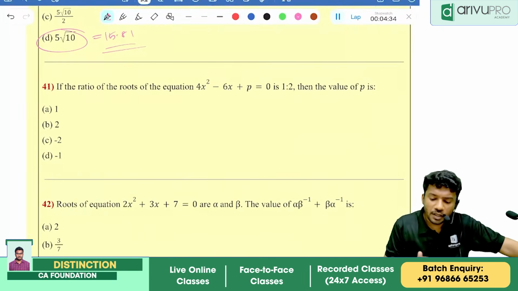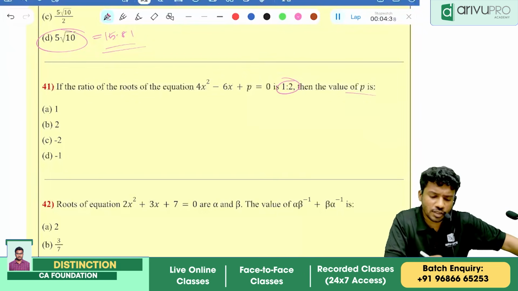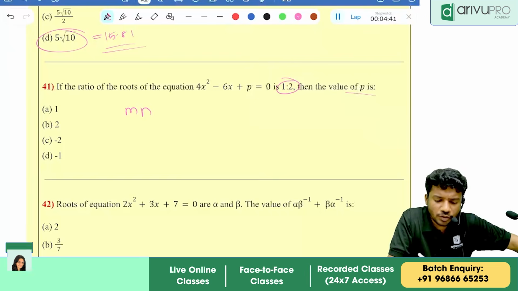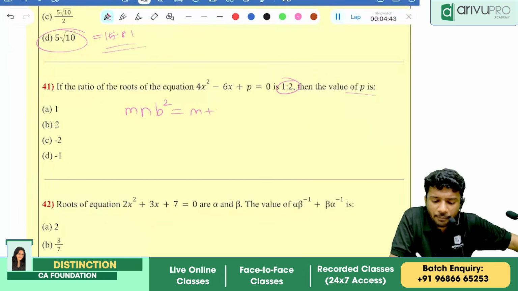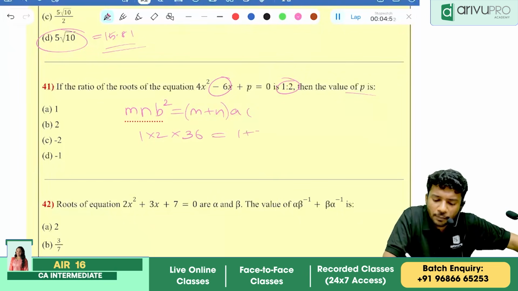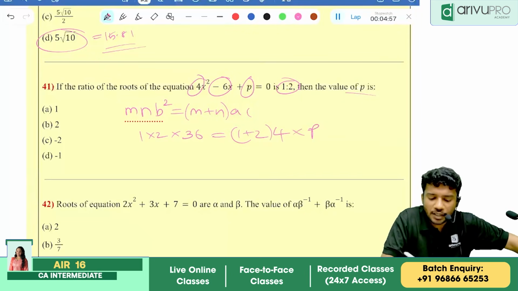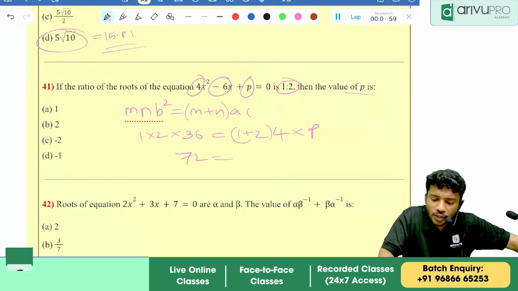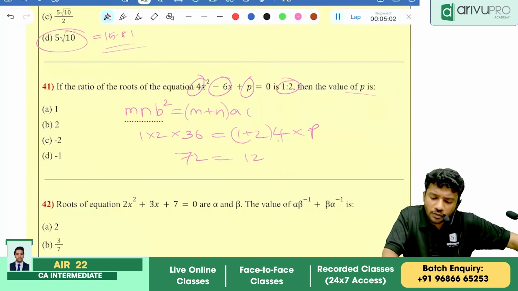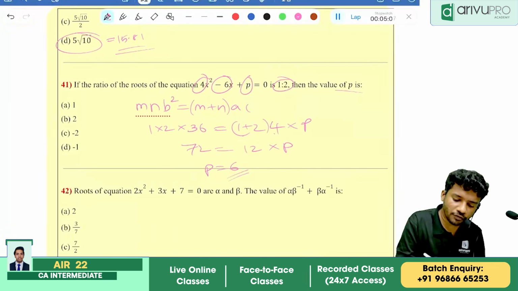Next question, people. The ratios are given like this: 1 is to 2. Find the value of P is the question. What is the formula? mn into B square is equal to (m plus n) the whole square into AC. mn is how much? 1 into 2. B square is 6 square, that is 36, which is equal to (1 plus 2) into, what is the value of A? 4 into C is P. So 72 is equal to 3 into 4 is 12 into P. Get me the value. P is equal to how much? 6. How many of you got 6?